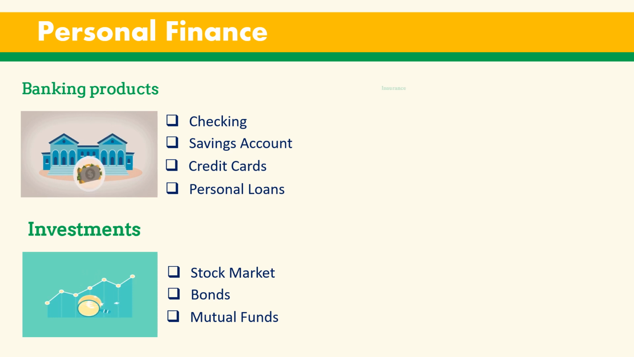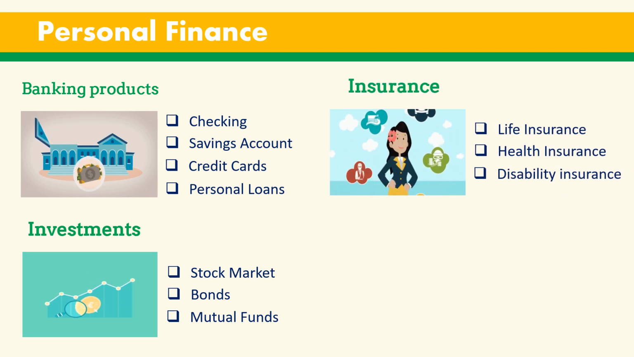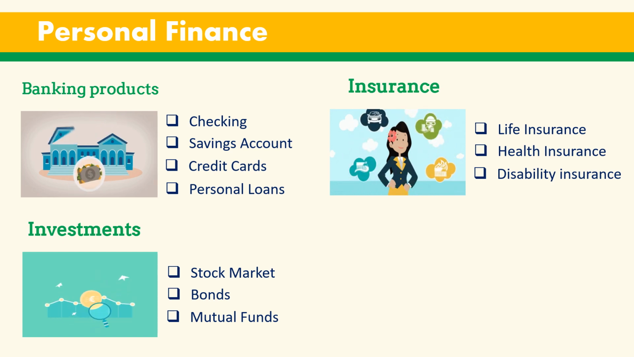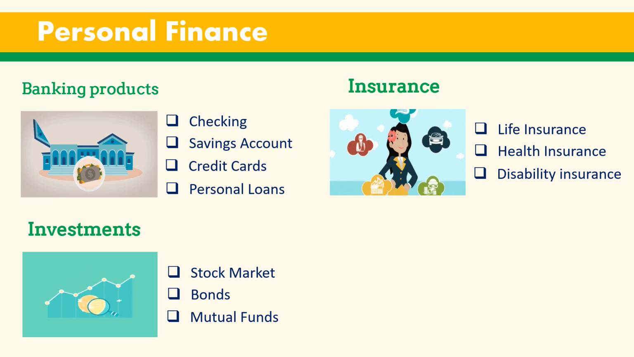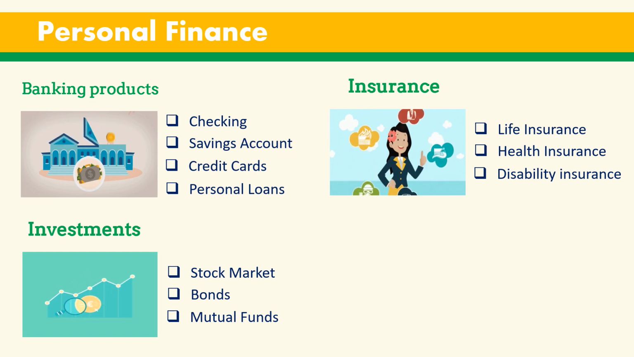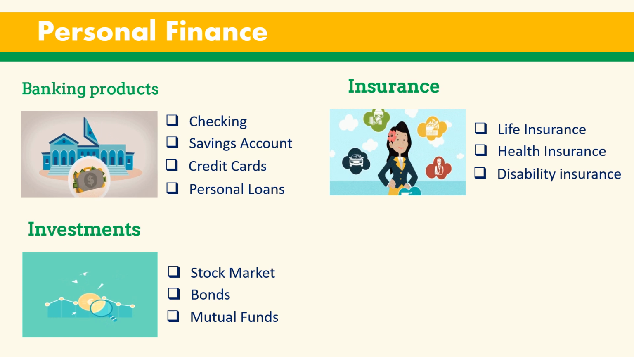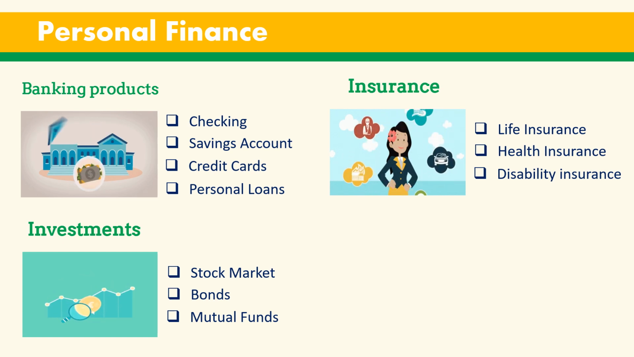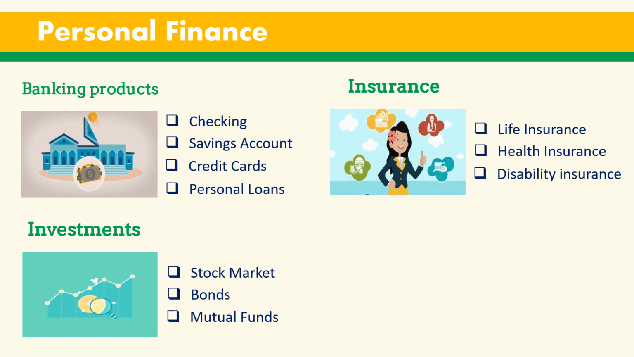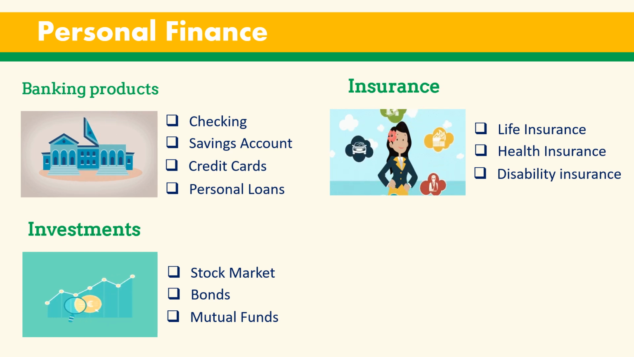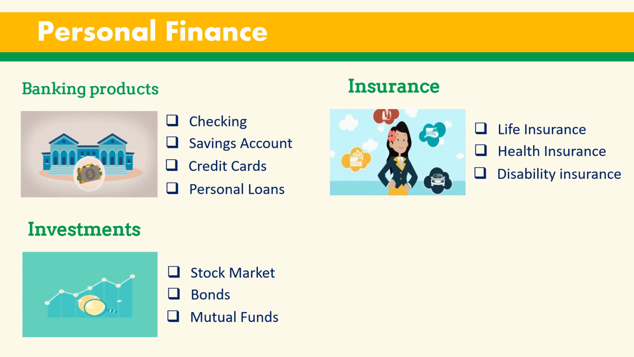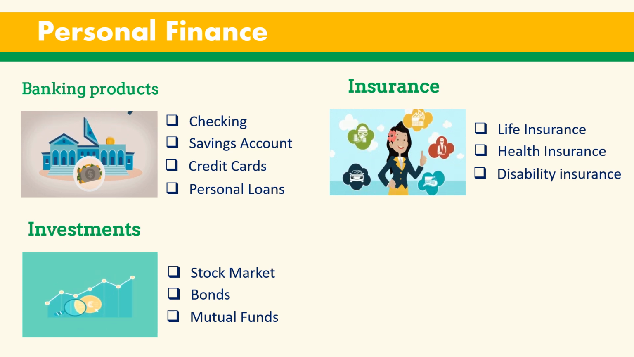And the third one is insurance. We all know that life is filled with uncertainty. We don't know what happens when. We should be in a position to face whatever happens in our life. These are the products which give you the security to face uncertain situations in your life or your family's life. Life insurance, health insurance, and disability insurance come under security benefits.